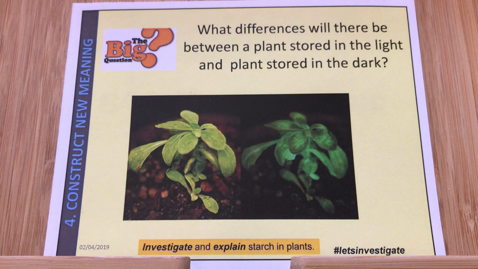So let's rewind a little bit. We know that photosynthesis produces glucose. We know that photosynthesis requires light. And we also know that glucose is a small molecule, soluble, and it can be converted into the larger insoluble molecule that's starch for storage. So we've got this situation where we've got a plant in the light, plant in the dark, and we need to see which one has still got its store of starch.